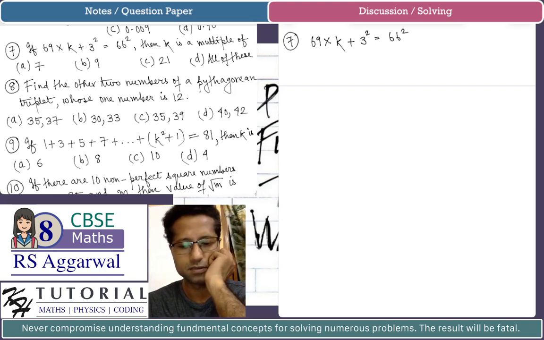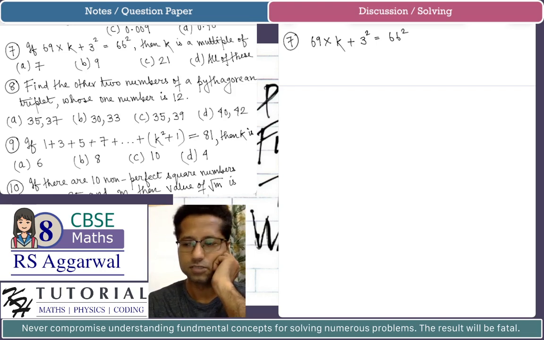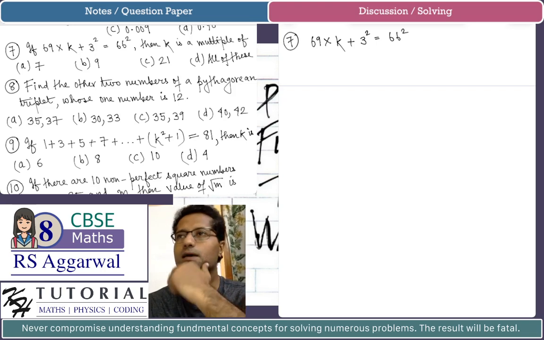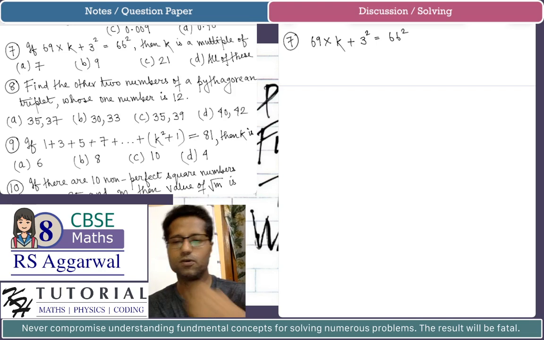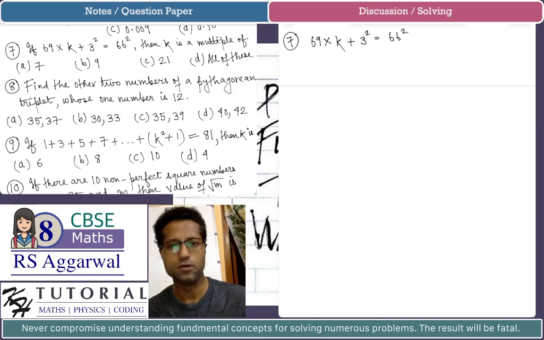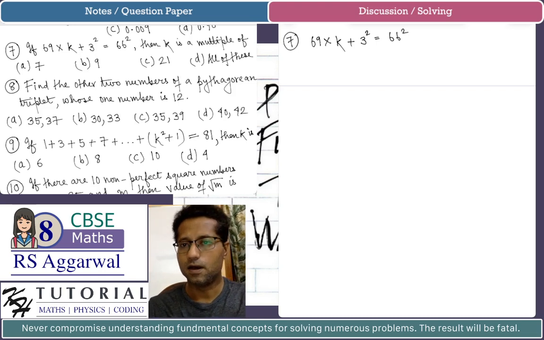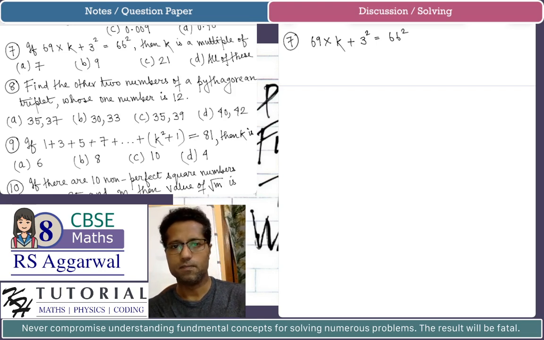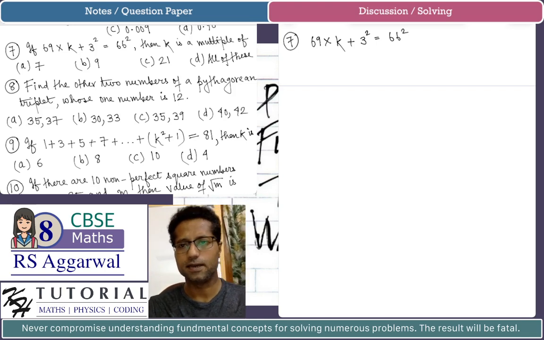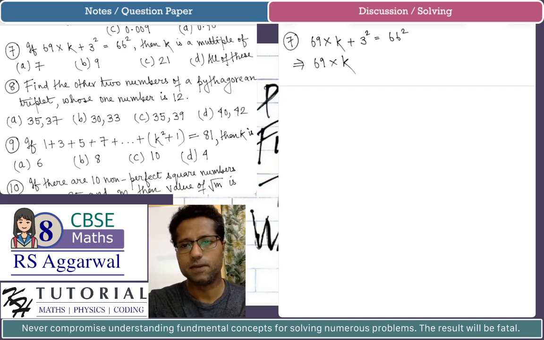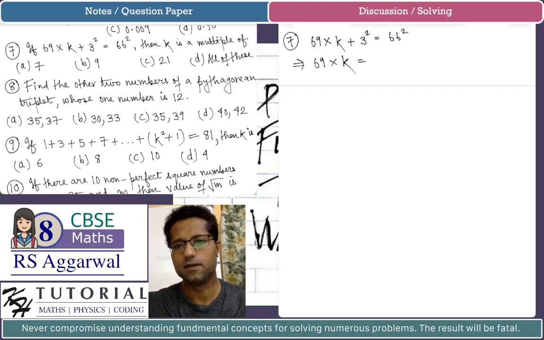There are lots of properties of squares, like the difference of n plus 1 square minus n square is 2n plus 1, and the sum of the first n odd positive natural numbers is n square. All those properties you have to keep in mind and see whether you can use any of those to solve the problem. But what I can think is that from here I can bring the 3 square to the right hand side. That is, I have 66 square minus 3 square.